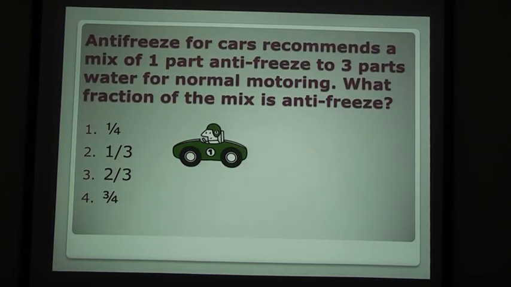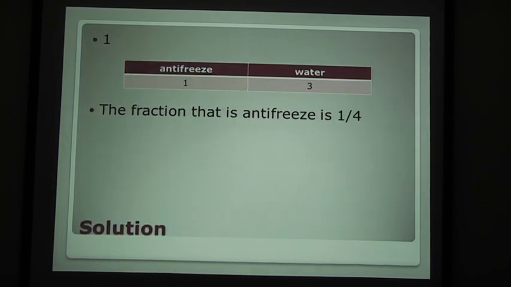So, if the question says antifreeze for cars recommends a mix of 1 part antifreeze to 3 parts water for normal motoring, what is the antifreeze? We just did that. So again, we had 1 part antifreeze, 3 parts water. In total, we have 4 parts altogether, and the antifreeze is 1 out of those 4 parts.